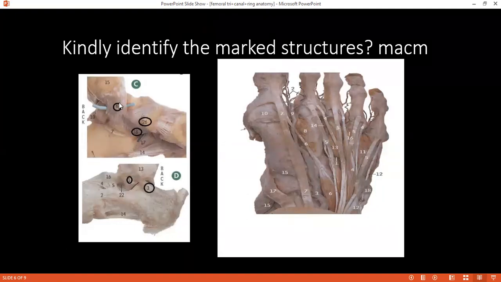Can you identify number 6 over here? Yes, ma'am. Number 6 is the deltoid ligament. Okay. How is it formed? The deltoid ligament is the medial ligament of the ankle joint. It is attached superiorly to the medial malleolus, and inferiorly it is attached to the sustentaculum tali of the calcaneum, the neck of the talus, the body of the talus, and the navicular tuberosity.